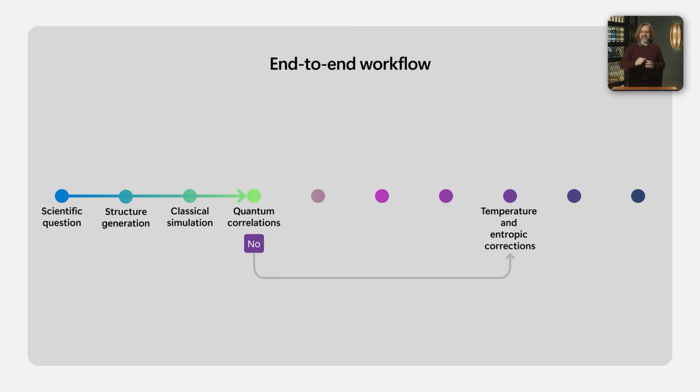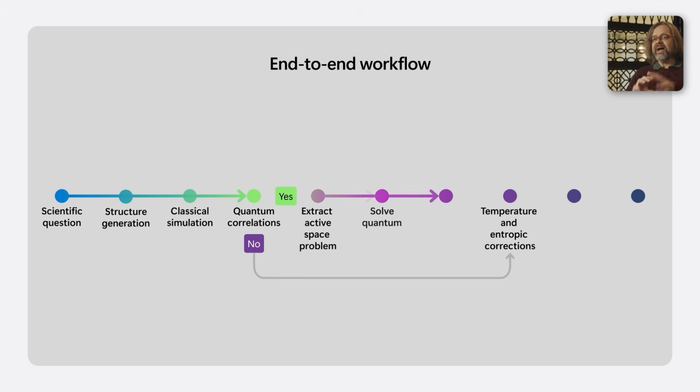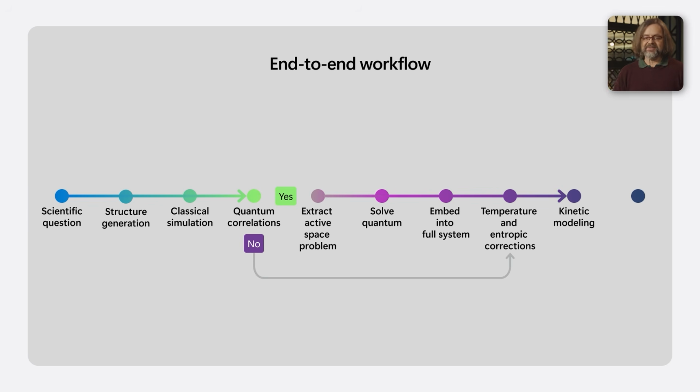But if the electrons are highly entangled, then I extract the subspace of the entangled electrons. I simulate the entangled electrons in the so-called active space on the quantum computer. Once I have the solution, I embed the quantum solution again back into the full system and then do the rest of the processing. So the full workflow will combine AI, classical HPC, and quantum. And all three will be important.